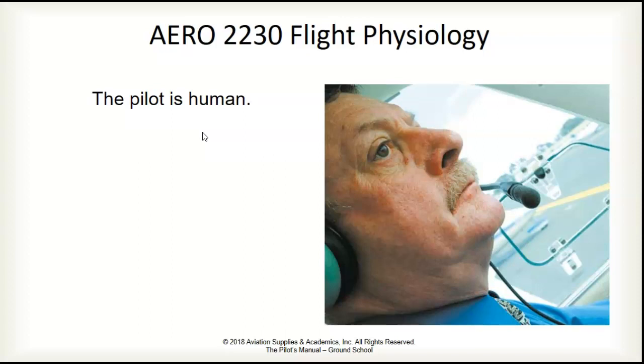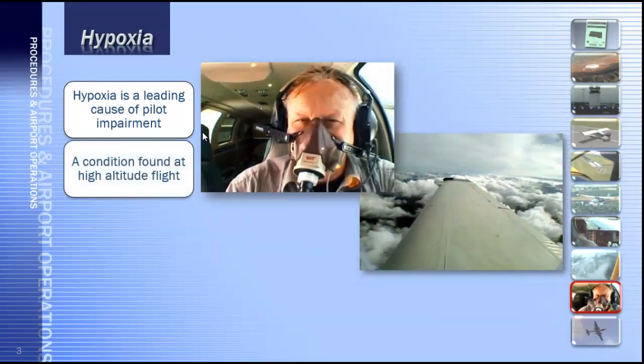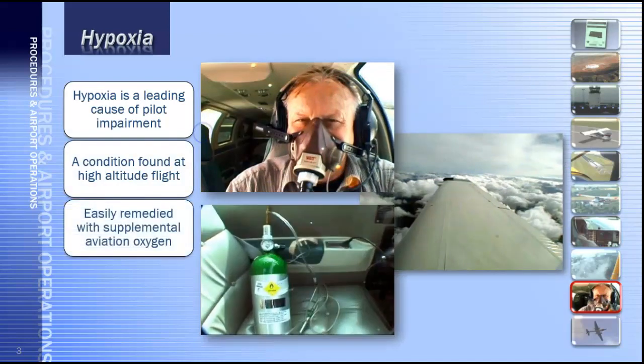It's important to remember that the pilot is a human being and is subject to physical limitations just like any other human being. So we need to understand those physical limitations and do our best to mitigate them. One of the leading causes of pilot impairment is hypoxia. Hypoxia is commonly found at high altitudes, and it can easily be remedied with supplemental aviation oxygen if you're flying an aircraft that isn't pressurized.